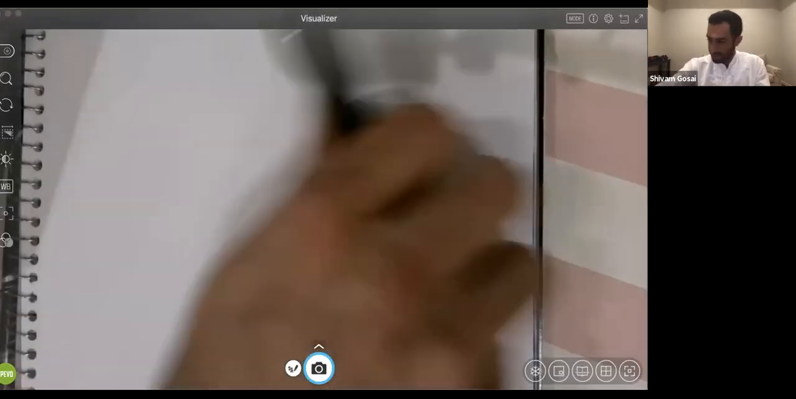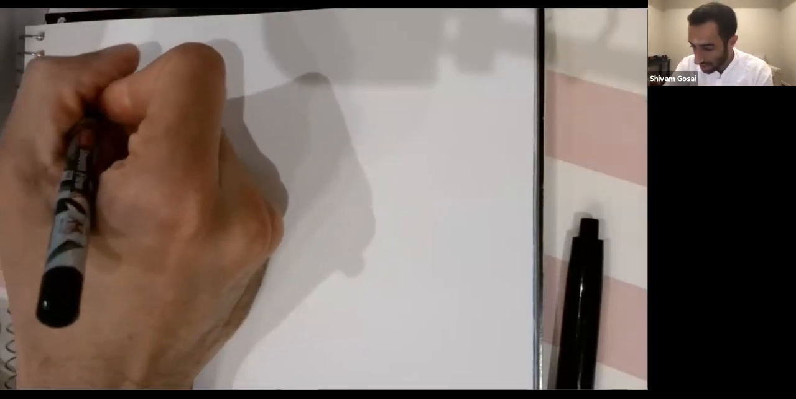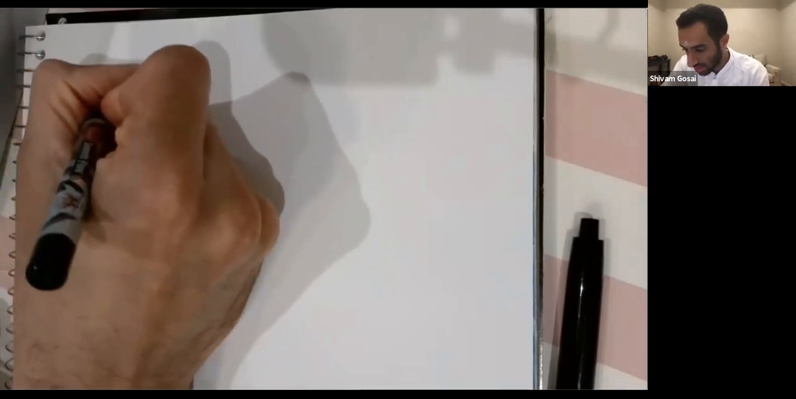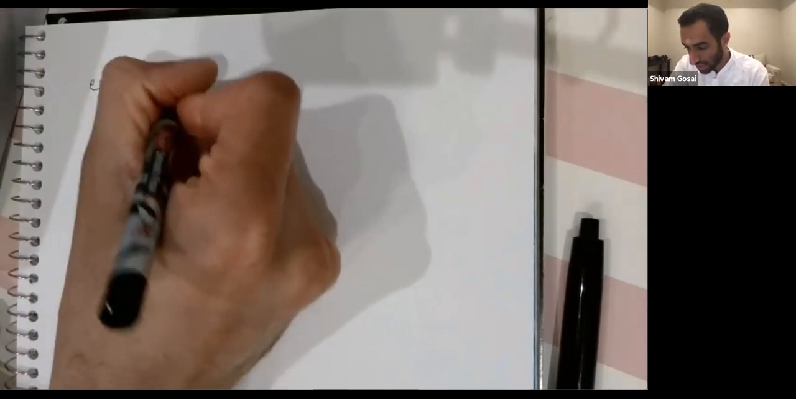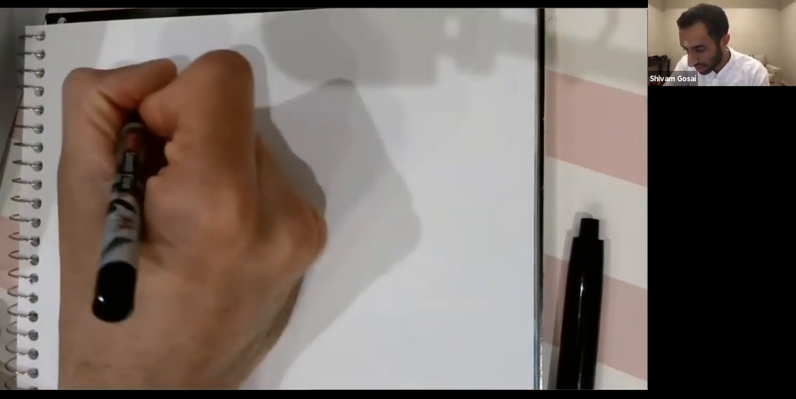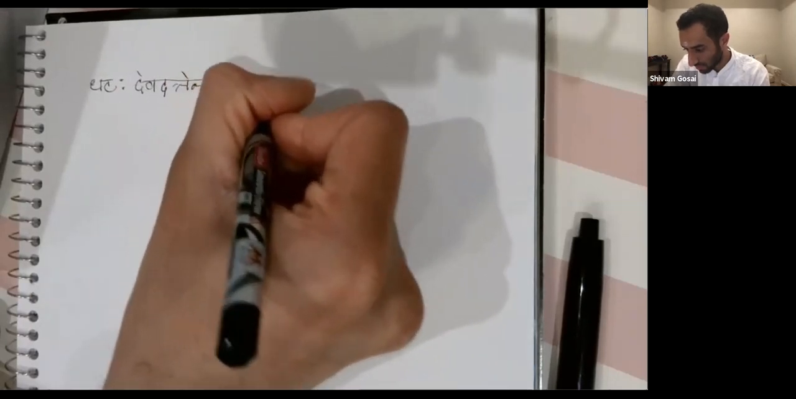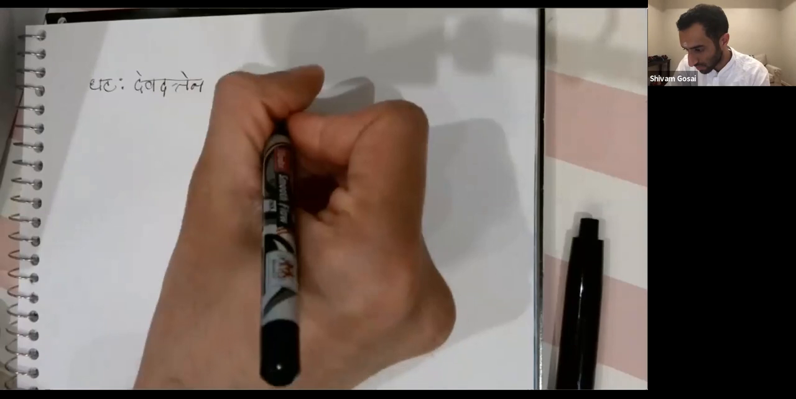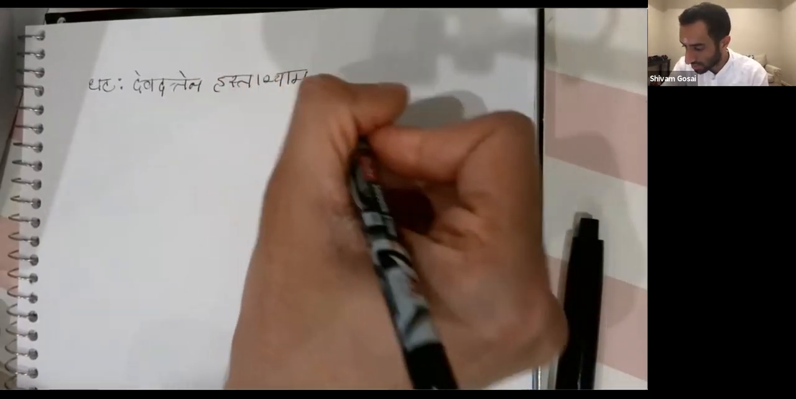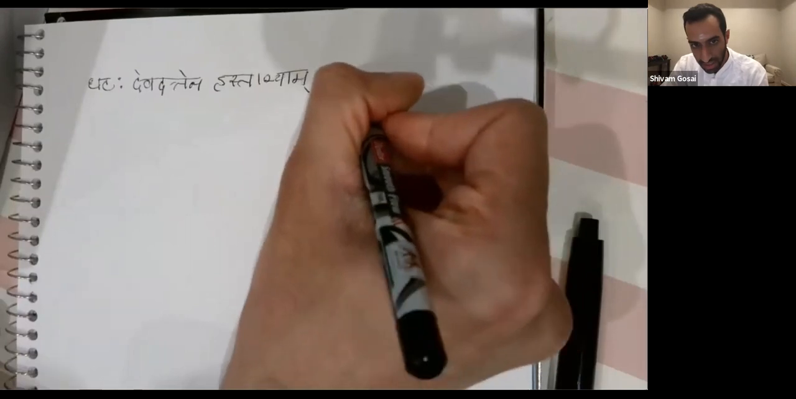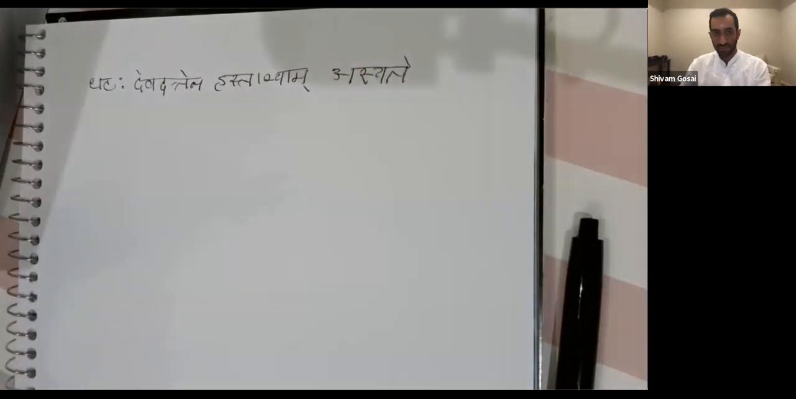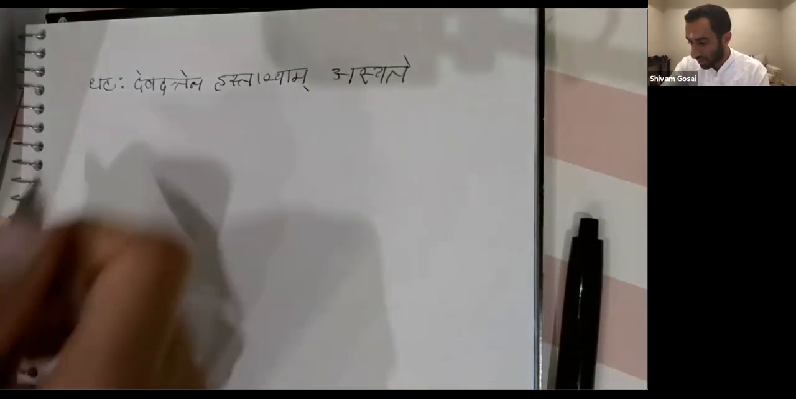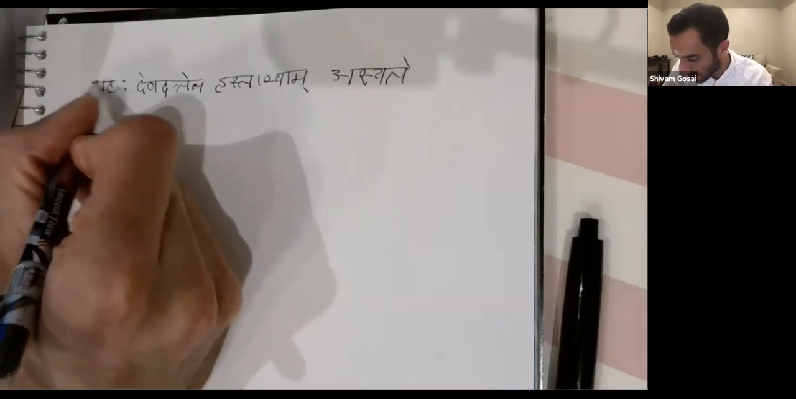Okay, so we'll just write down the sentence so far. So we have number 4, right? So it's Ghataha Devadattena hastabhyam asyate. Oops, you can write anusvara, but it's okay.